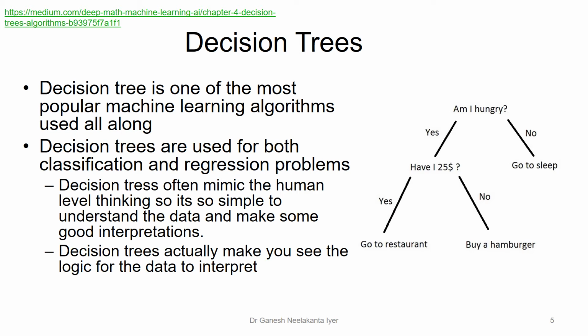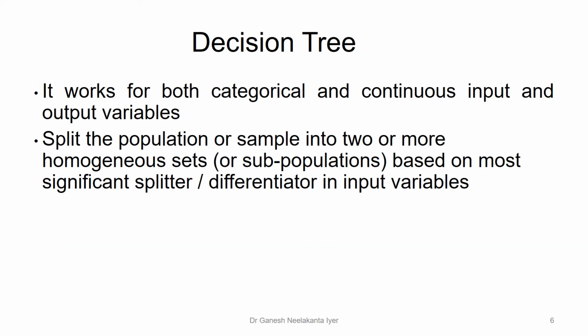So see a simple example. Am I hungry? No, go to sleep. Am I hungry? Yes. Do I have $25? Yes, go to a restaurant. No, buy a hamburger and then satisfy my tummy. So they are used for both classification and regression. It often mimics human-level thinking, so it is very simple to understand. They actually make you see the logic, how you are interpreting data. It works for both categorical and continuous input and output variables.